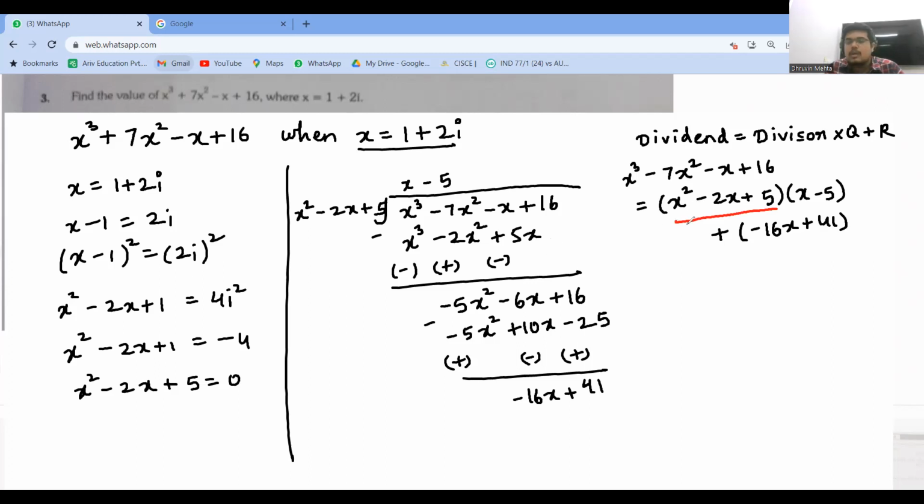That's equal to 0. तो ये पूरा टर्म तो 0 हो गया. So do you realize the final answer is minus 16x plus 41? Yes. Now you substitute x is 1 plus 2i and solve this.